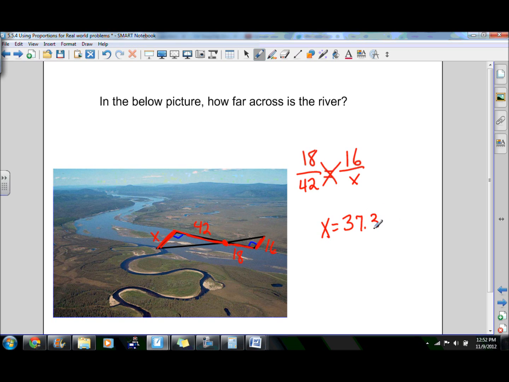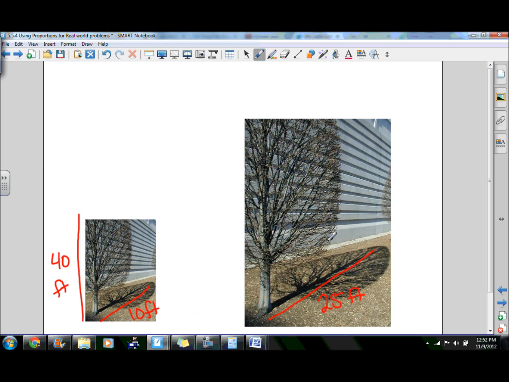Alrighty. One more here. Story problem, basically. We have a tree down on the bottom that is 40 feet tall, and it has a shadow length of 10 feet. Now we have a bigger tree over here with a shadow length of 25 feet, but we want to know what the height of the tree is. Try this one.